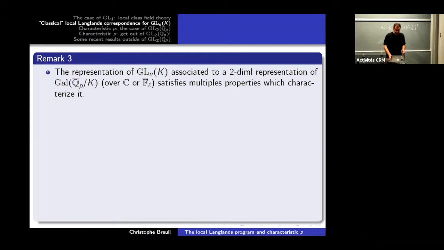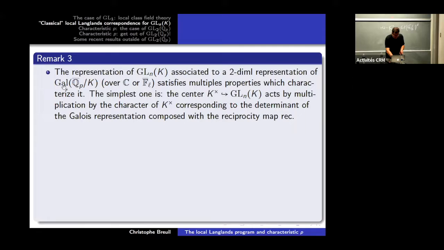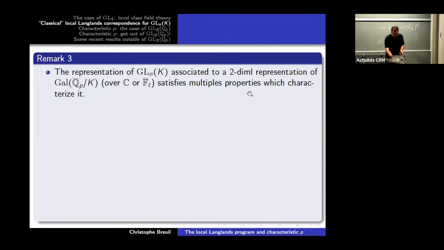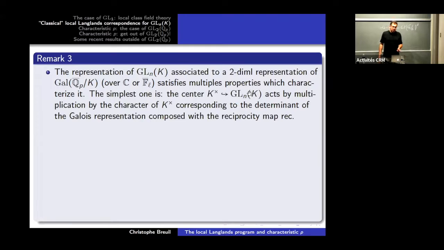The first is that I didn't explain, apart from giving one example, that the representation of GLN of K associated to an n-dimensional representation of Galois of Q_P bar over K, there's a typo here, it's n-dimensional, satisfies multiple properties which actually characterize it. The simplest is about the action of the center. K cross embeds into GLN of K, X is sent to X on the diagonal, and it acts on the vector space by multiplication by the character of K cross corresponding to the determinant of the Galois representation composed with the reciprocity map.